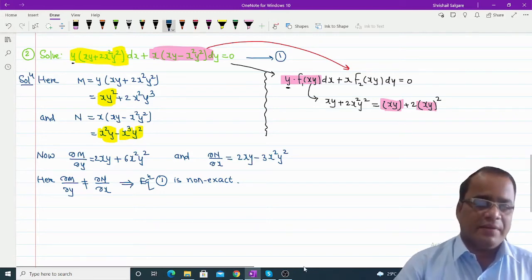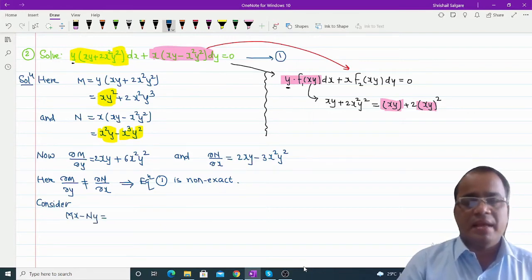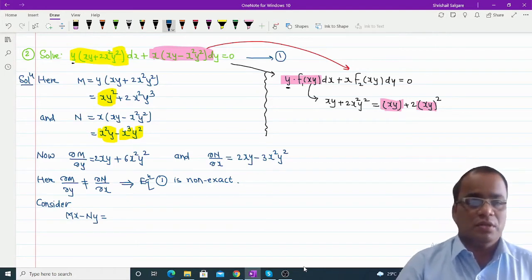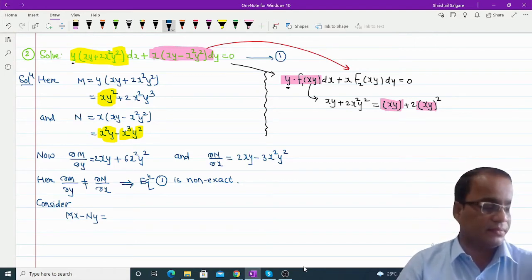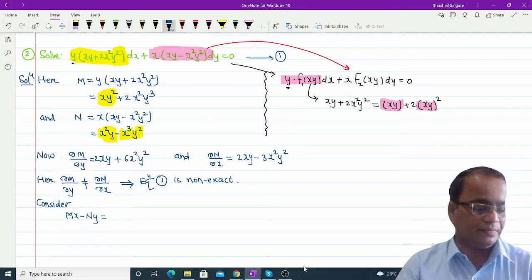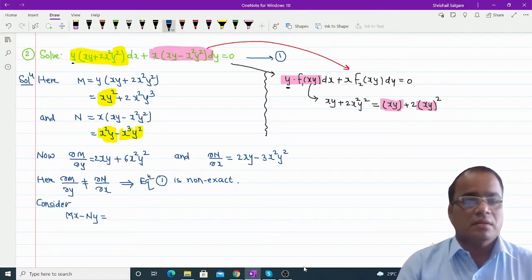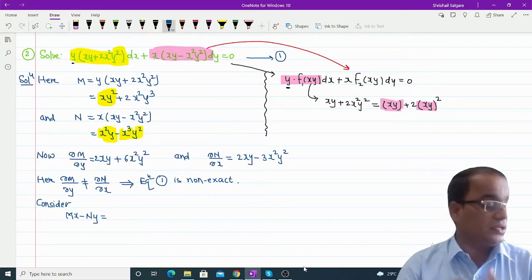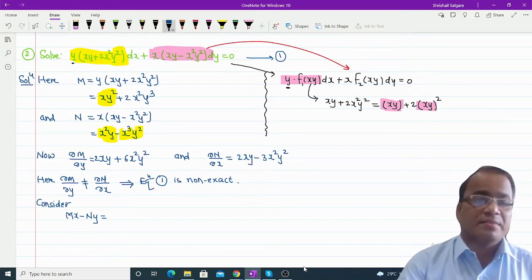So that's why I will calculate that. Consider mx minus ny, and this rule is applicable only when this term is not equal to 0. So if you multiply m by x, just a minute. Yes. So mx minus ny, if you multiply that equation, sorry for the disturbance, m by x, I will write here in red color. So this term you have to multiply by x.